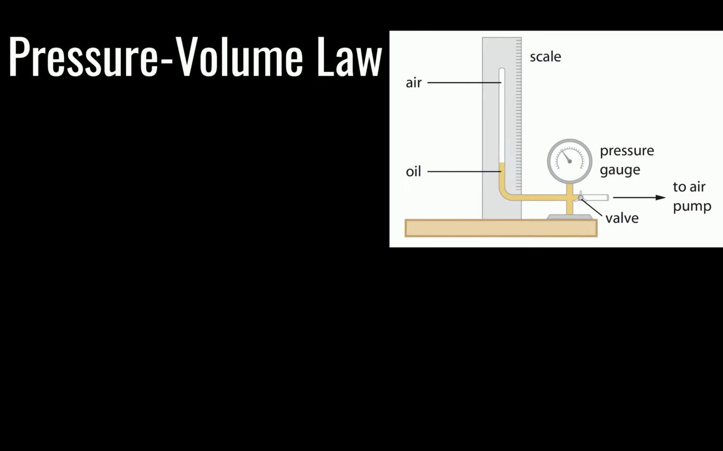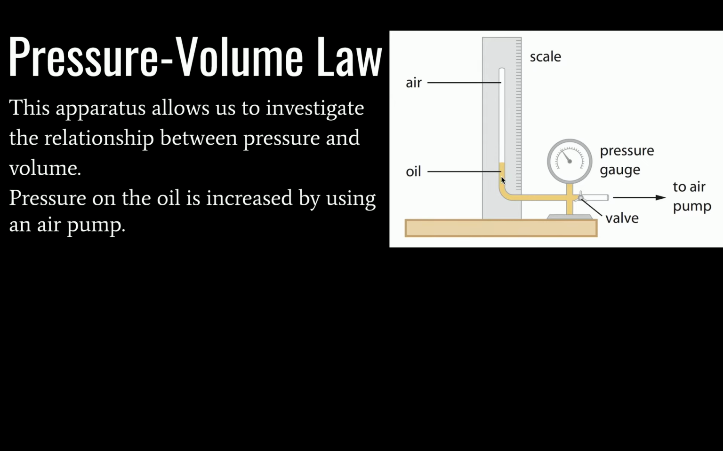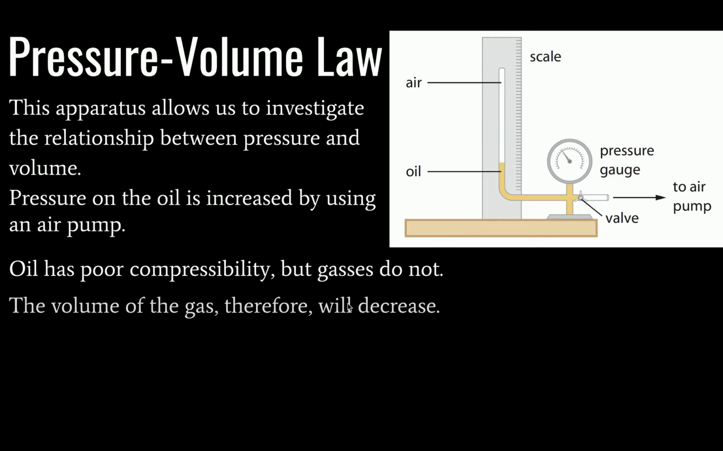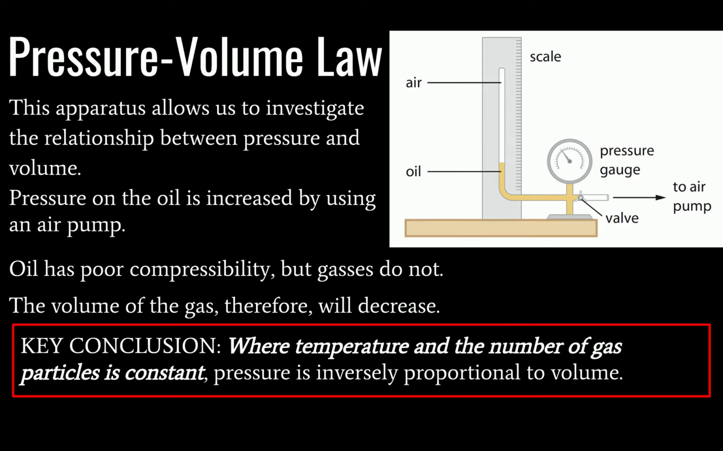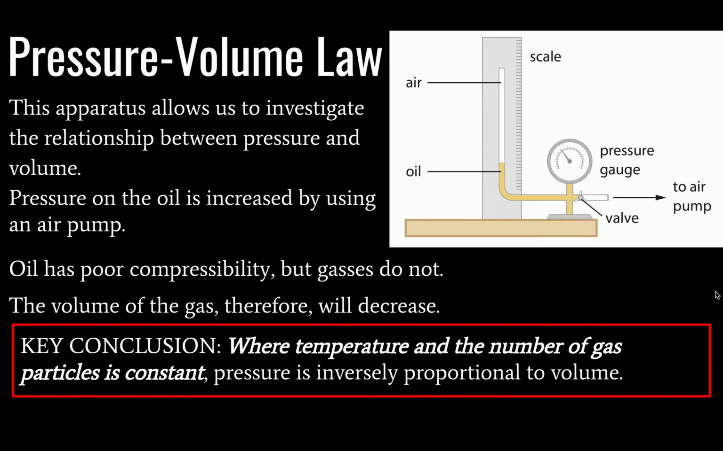Okay, so let's take a look at our first law, our pressure volume law. We'll give this a nice name a little bit later. Okay, so this apparatus here allows us to investigate the relationship between pressure and volume. And pressure on this oil in our tube is increased by using the air pump. So our variable here then is going to be pressure. Oil has a poor compressibility, but gases do not. So what we expect to happen is this gas to compress in the tube. And what that means then is that the volume of gas is going to decrease in relation to the pressure applied to the system. So our key conclusion here then needs to be where temperature and the number of gas particles is constant, pressure will be inversely proportional to volume.